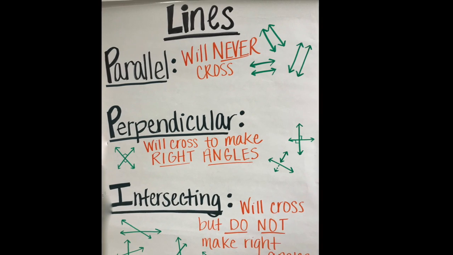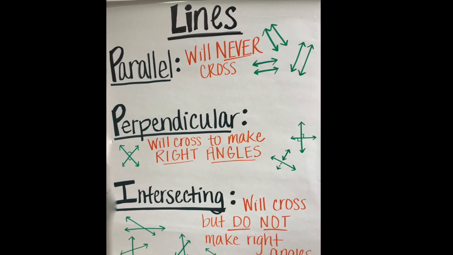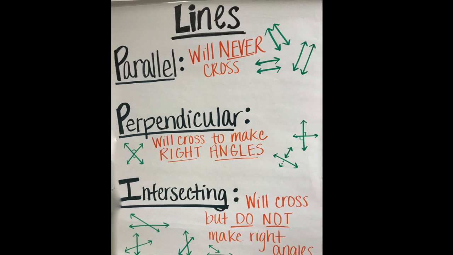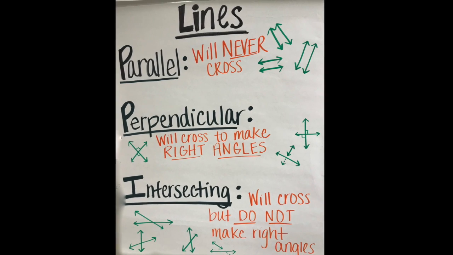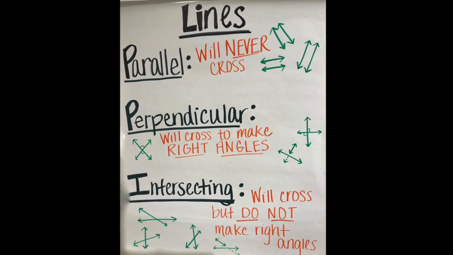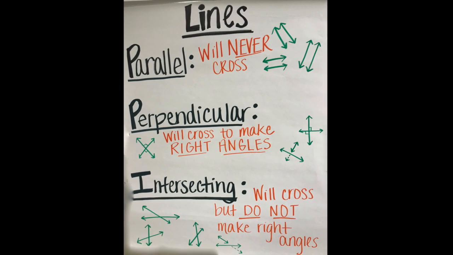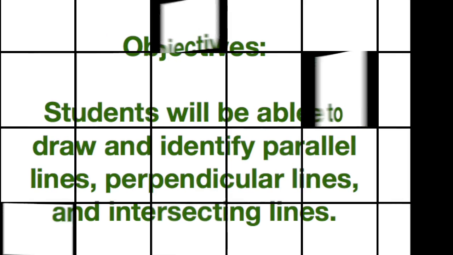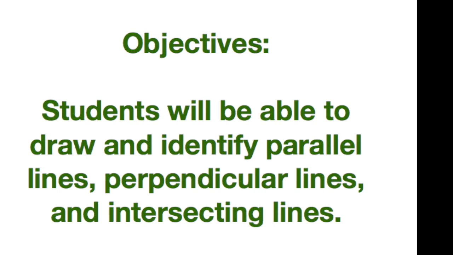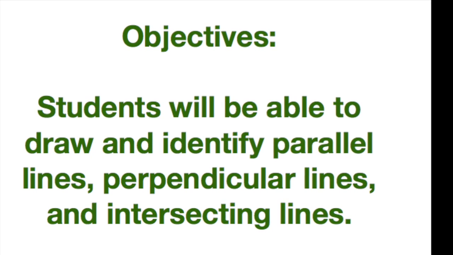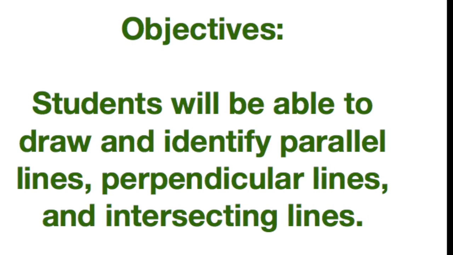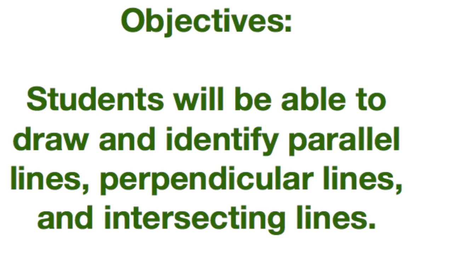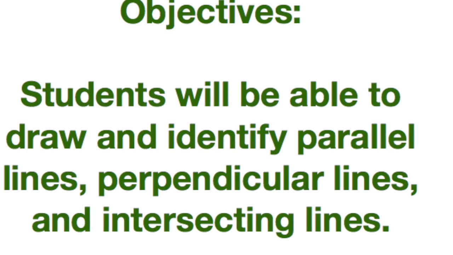In conclusion, we have learned that parallel lines will never cross, perpendicular lines will cross to make right angles, and intersecting lines will cross, but they do not make right angles. And now, you should be able to draw and identify parallel lines, perpendicular lines, and intersecting lines.